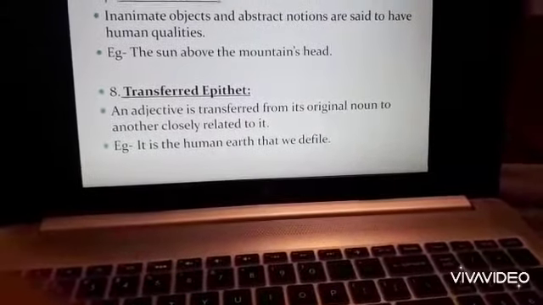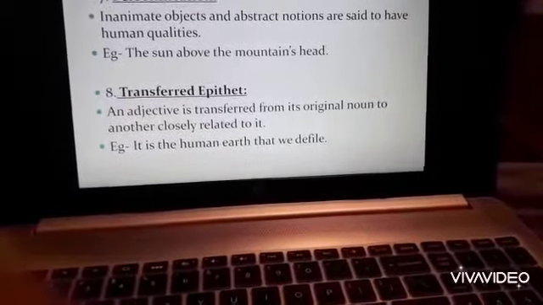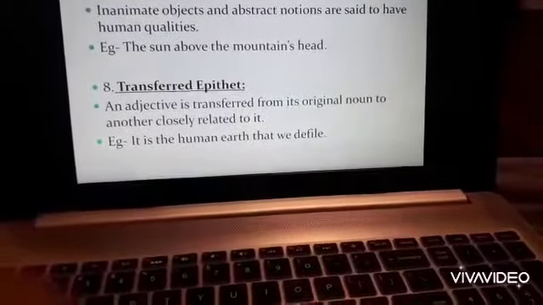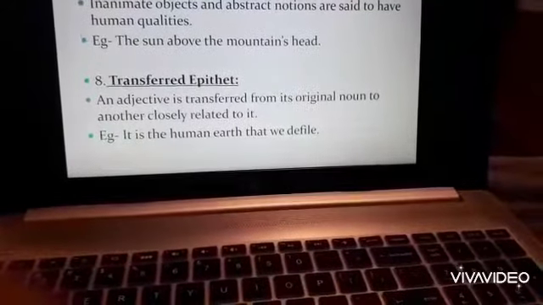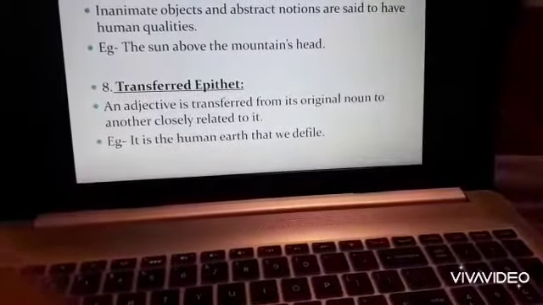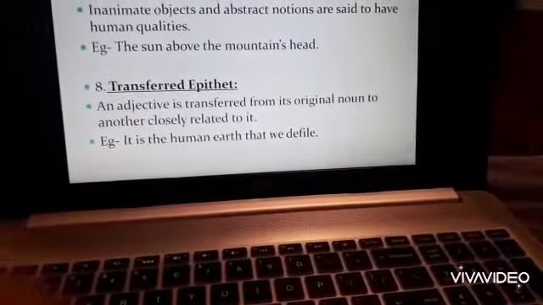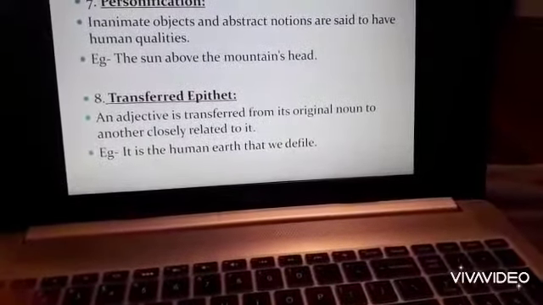For example, it is the human earth that we defile. So here earth is a noun which is described by the word human. How is the earth? Human earth. And that's why human is the adjective which describes the noun, and that's why it's called transferred epithet.